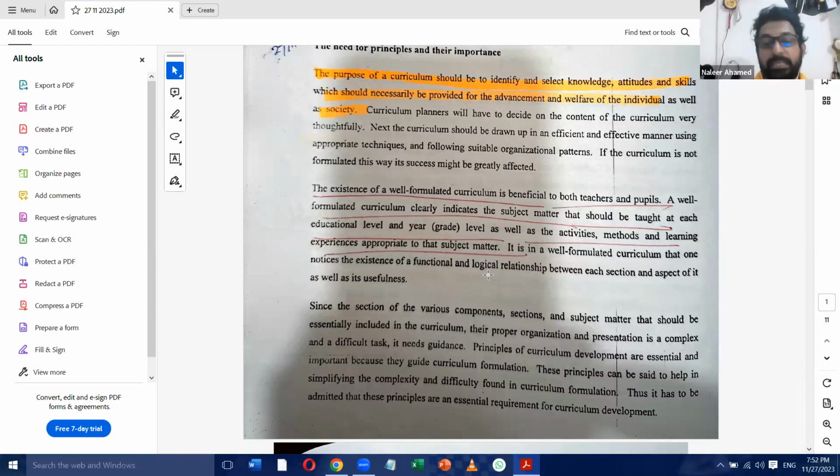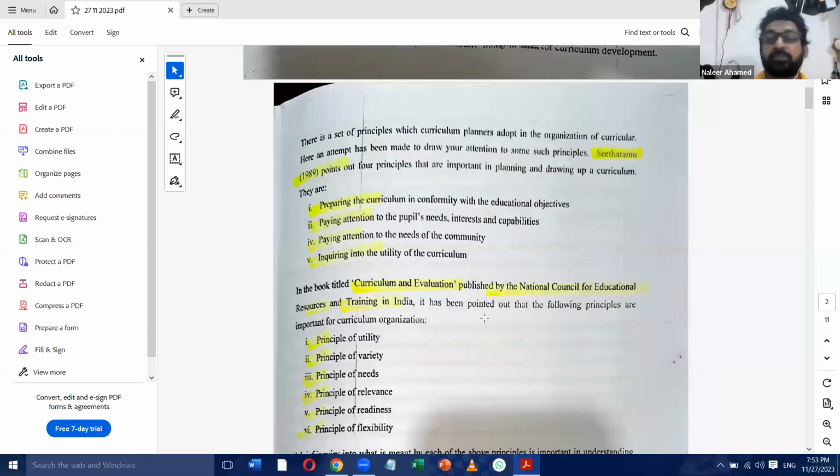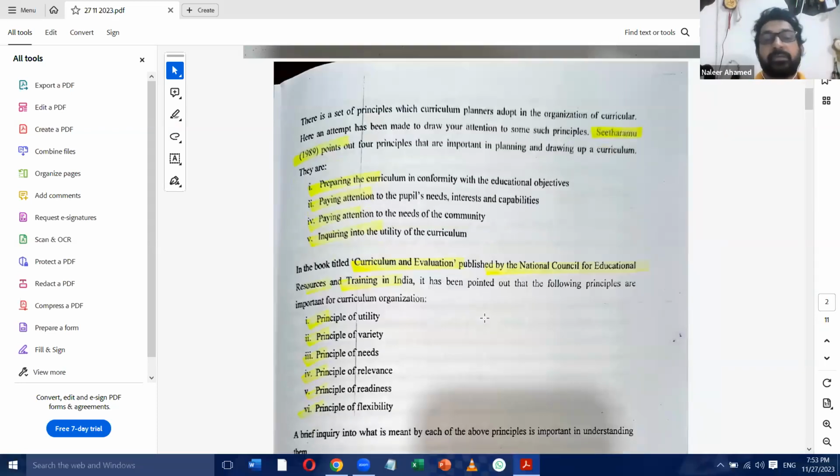The basic things that you should know are the contents of the curriculum, which we have already seen, and the relationship between the logical and the practical or functional aspects that go together. Those are the things to be considered when you plan a curriculum. There is a set of principles which curriculum planners adopt in the organization of curricula. Here, an attempt has been made to draw your attention to some such principles.